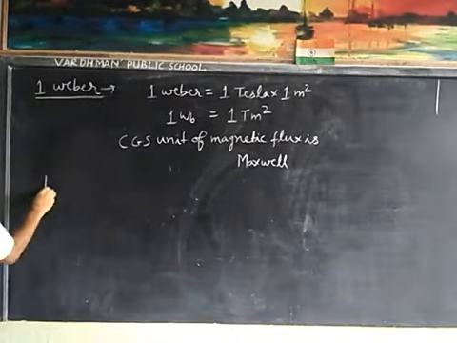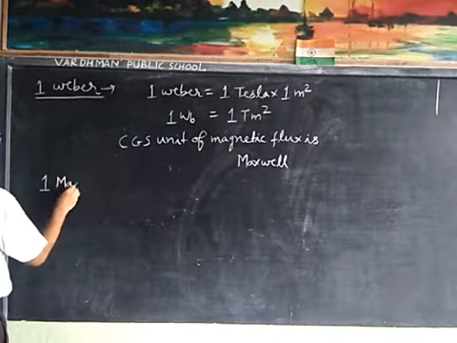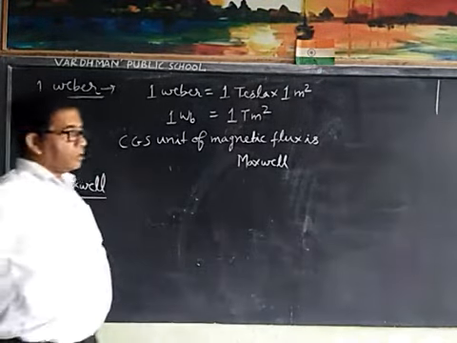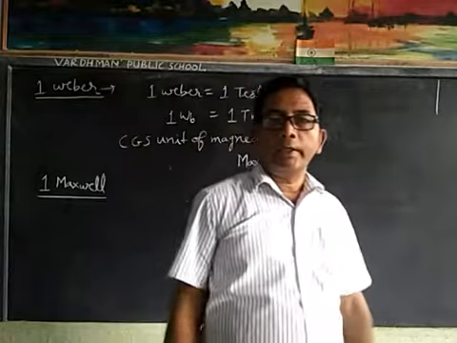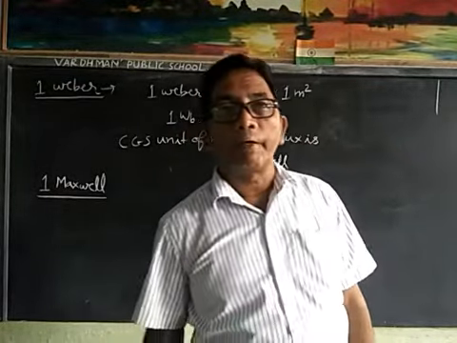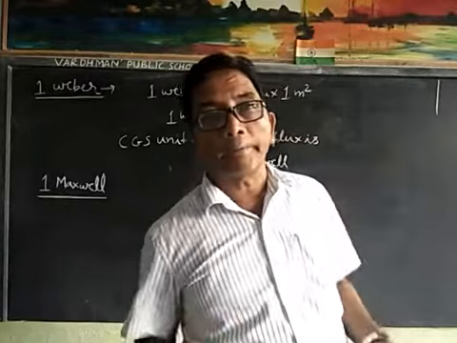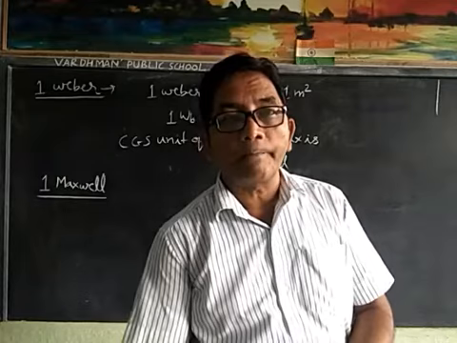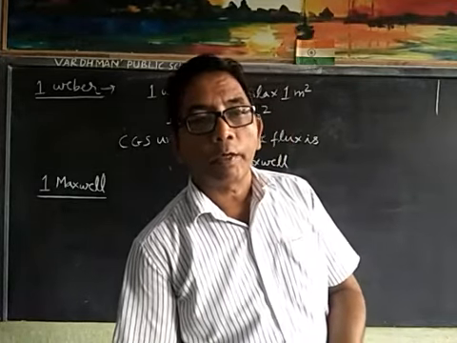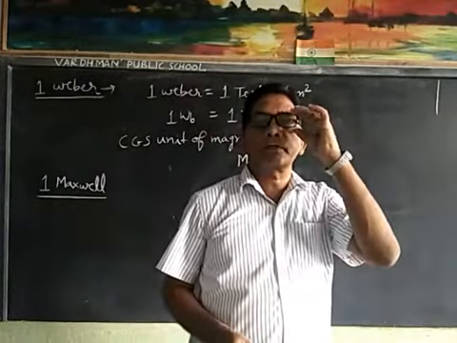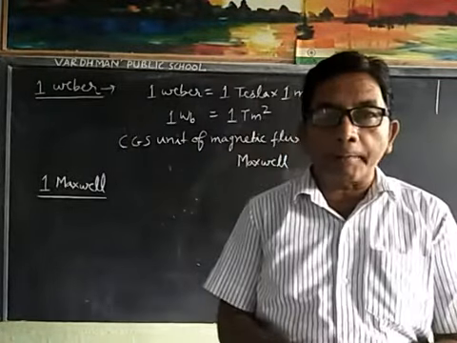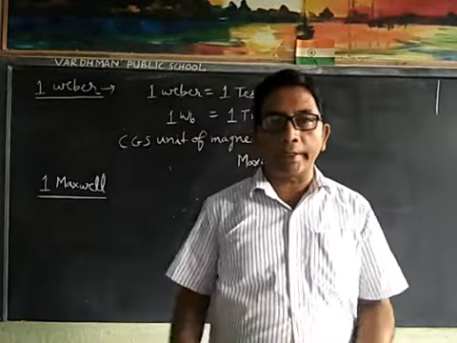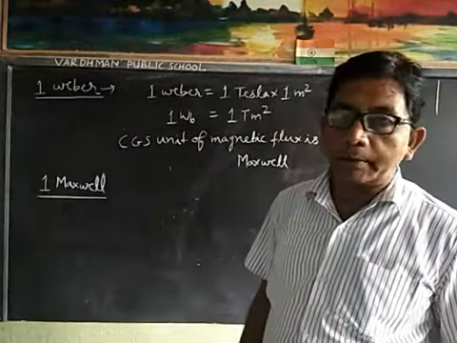Now we will define 1 Maxwell. 1 Maxwell is the flux produced when a uniform magnetic field of 1 Gauss acts over an area of 1 centimeter square.